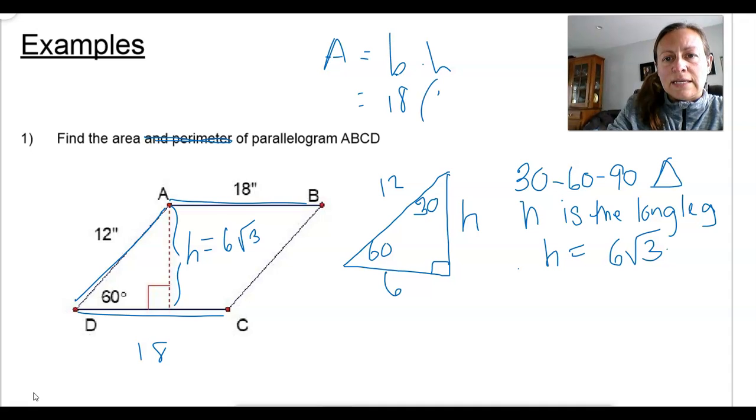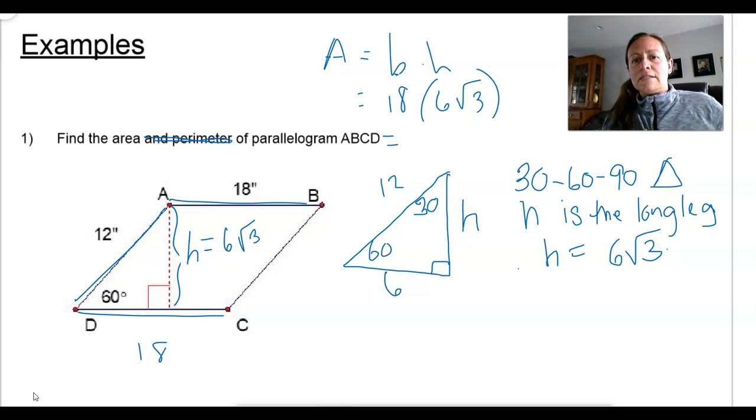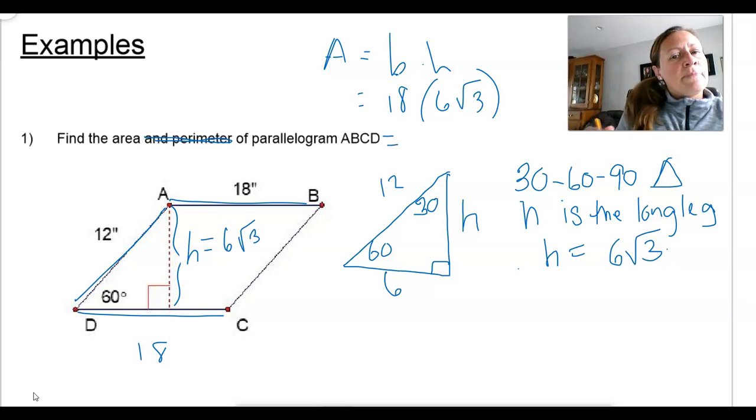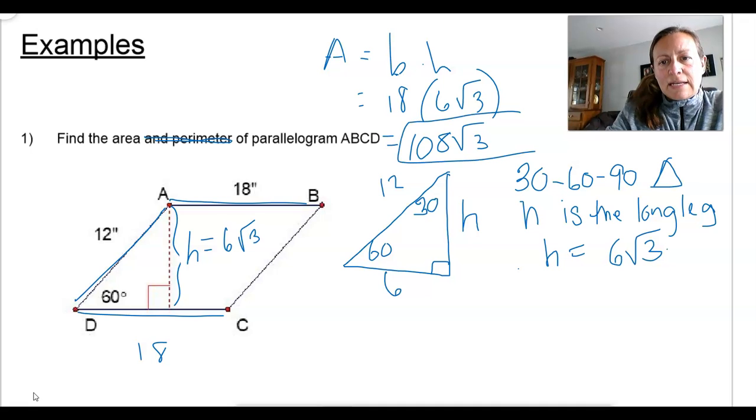The height is 6 radical 3. And we're just going to simplify that by doing 18 times 6 radical 3. I'll leave it in radical form. It's 108 times radical 3. And that's the most exact answer of this, and it's inches squared because it's an area.